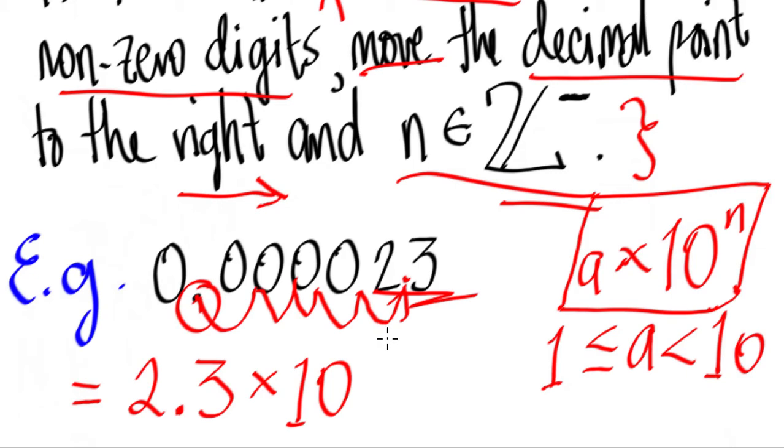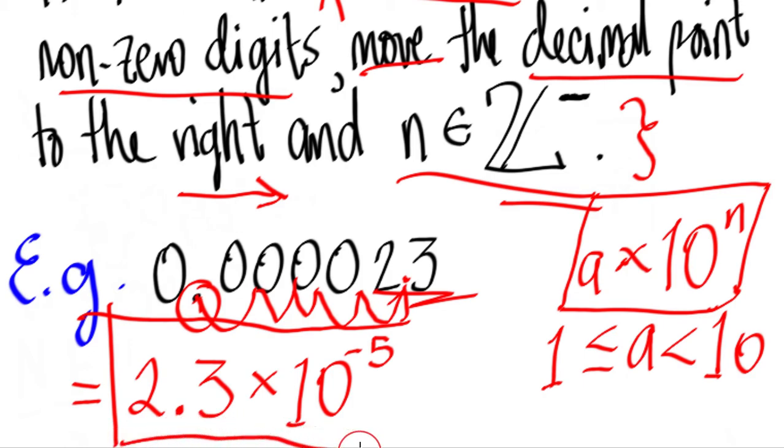Can we write this properly? It should be negative 5. Okay, and this is our answer for this example in case number 2. So we say that 0.00003, that's 4 zeros, 3, is just equivalent to writing 2.3 times 10 raised to negative 5.